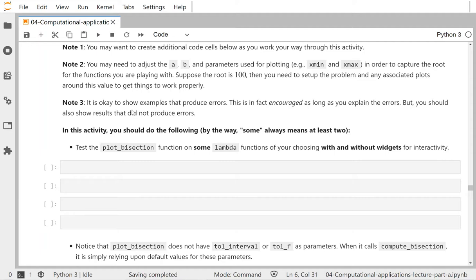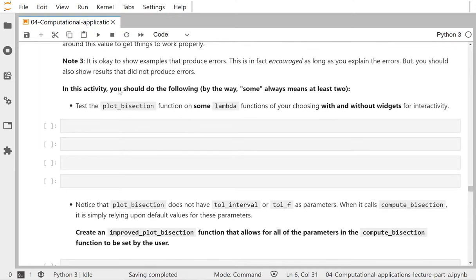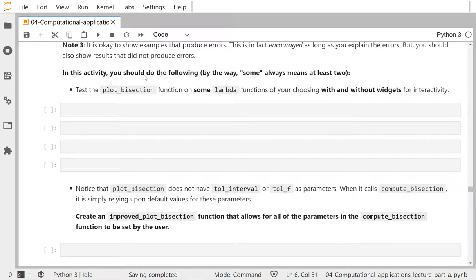Note 3, it is okay to show examples that produce errors. This is in fact encouraged as long as you explain the errors, but you should also show results that did not produce errors. Now, finally, for this activity, you should do the following. And by the way, whenever you hear me say the word, read the word sum, where I've written it somewhere, sum always means at least 2. I'm hoping that you do 3 or 4, but you should always do at least 2 if I say do some things.